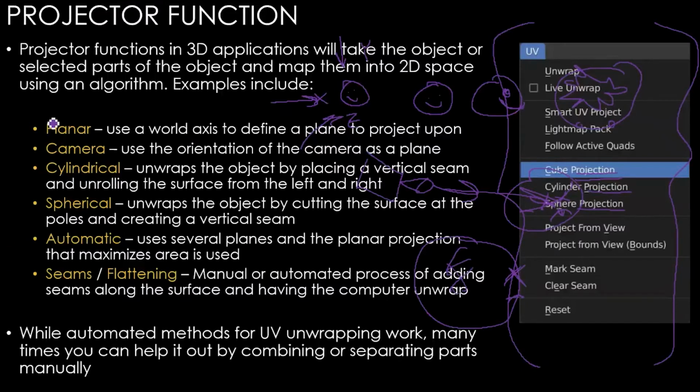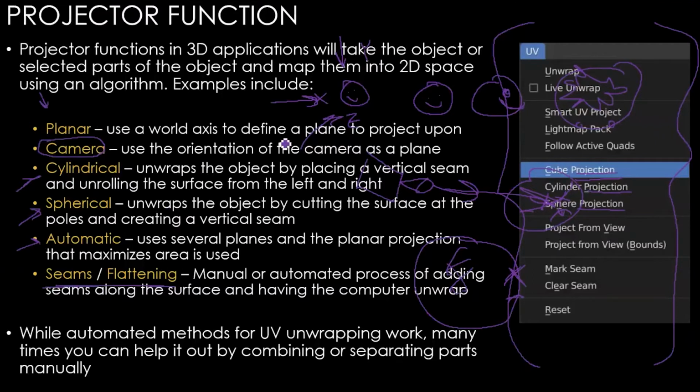When you're new to things, people stick to planar, cylindrical, or spherical, or even automatic. When you get better, I almost always just use camera because I never use any of these other types to do anything. Camera does it all for me, and I use some other techniques, which I'll talk about in a second, called seams to do the rest of the work.